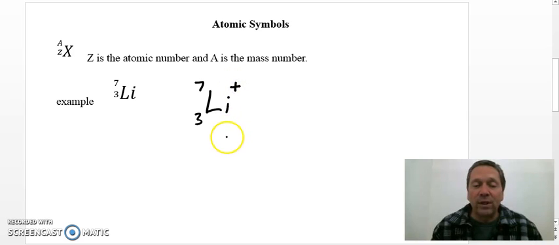So there's the 4 things that you might see in an atomic symbol. You might see the symbol for the element, the number of protons down here, the atomic number, the atomic mass over here, and the charge over here.